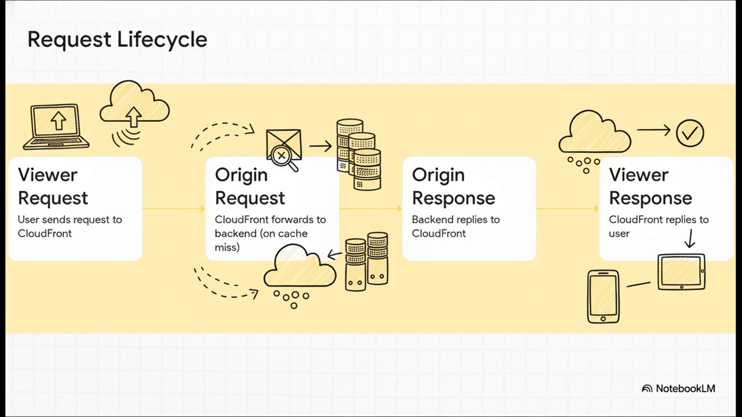First, there's the viewer request. That's when a user's browser first hits CloudFront. Then, if it's a cache miss, we get the origin request. That's CloudFront asking our backend for the file. Third is the origin response. The backend sends the file back to CloudFront. And finally, the 4th and final step, the viewer response, when CloudFront sends everything back to the user.